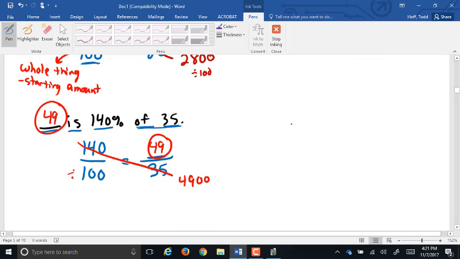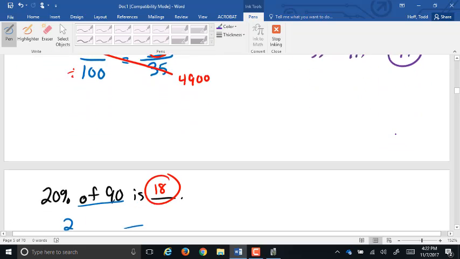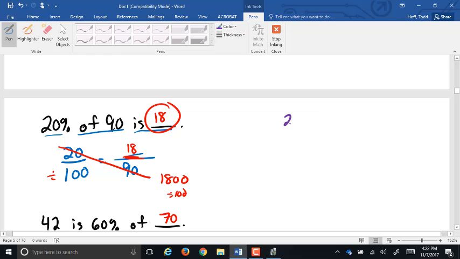This next one's a little bit different, but it's the same type of problem. 140% becomes what as a decimal? What is that as a rate? 1.4. So I'm going to take that 1.4 and use it to multiply the 35, which is 49. Again, pretty quick and simple. Here, 20% is 0.2. I take the 90 times that 0.2, gives me 18. Again, same answer.